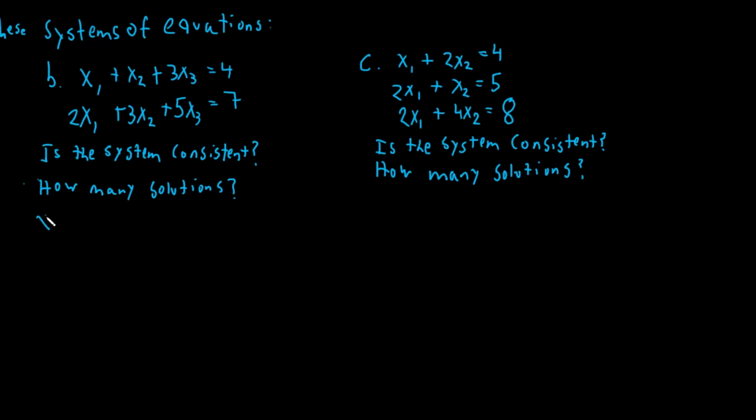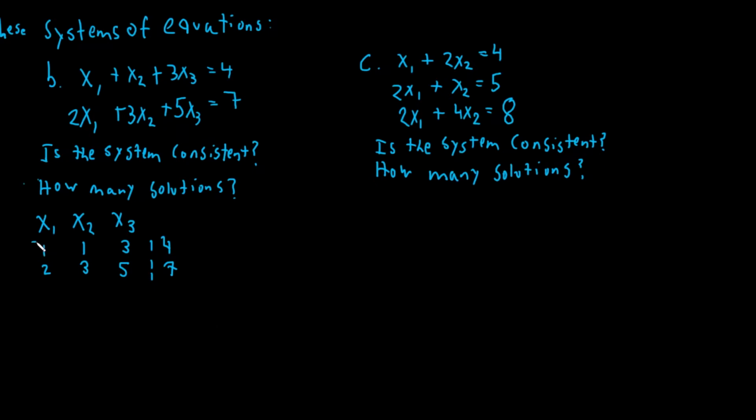So the first column would have the coefficients of x1, so 1 and 2. The second column would have the coefficients of x2, so 1 and 3. The third column would have the coefficients of x3, so 3 and 5. And the fourth column, which we add on, or augment is the technical word for it, would be 4 and 7, or the constant terms. Since the constant terms aren't equal to 0, this system of equations isn't homogeneous.